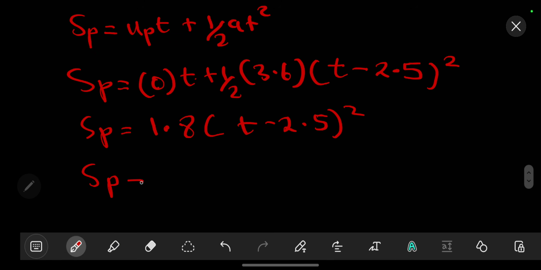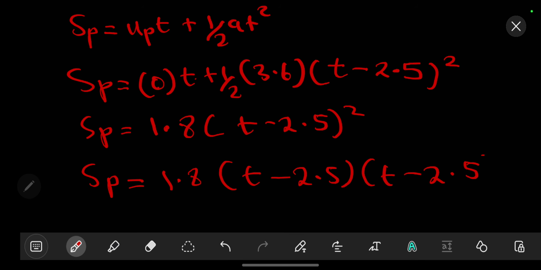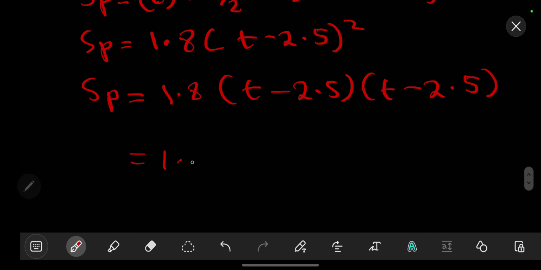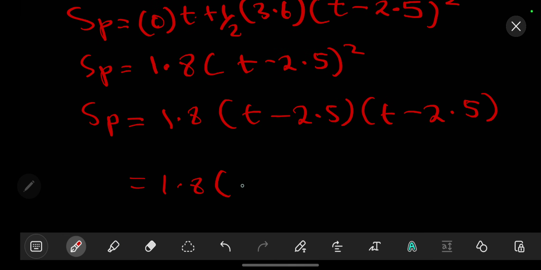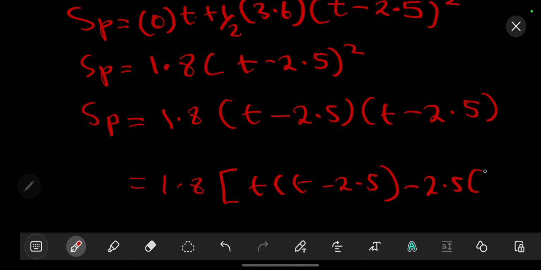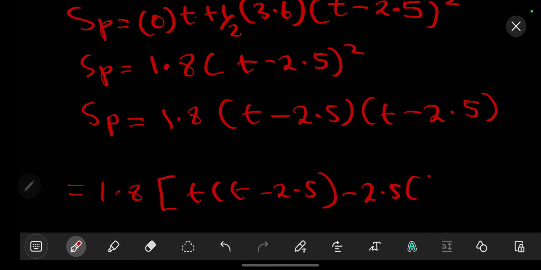So the s of the police should be equal to 1.8. So we can expand this. This is the same as having these two brackets, since it's squared, t minus 2.5, like that. So what we are going to get is 1.8. Then this first value multiplies everything. So we have t multiplies our second bracket, which is t minus 2.5. Then this value also multiplies everything. So we have minus 2.5, then it multiplies everything, we have t minus 2.5, like that.